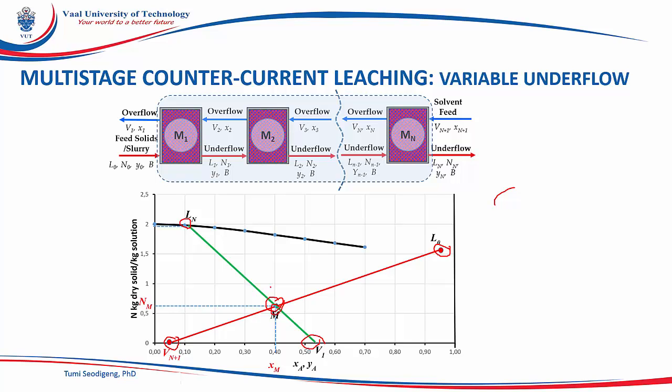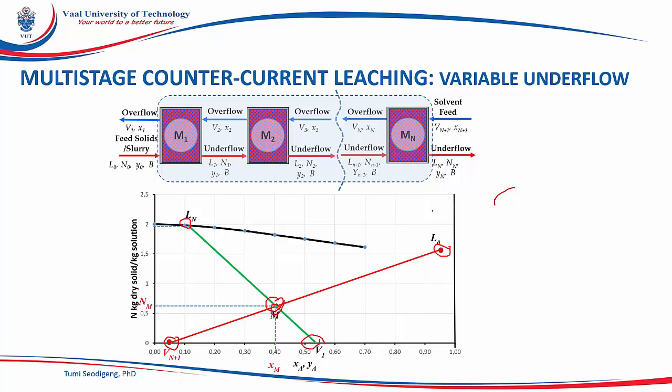Usually, from the design specification and requirements, the flows and composition of L0 and Vn+1 are known, and the desired exit concentration of the raffinate Ln, which is Yn, is usually also set. Point L0 can be positioned by using Y0 and N0, which can be calculated from the given slurry conditions. Point Vn+1 can be positioned using the coordinates Yn+1 and Nn+1, which can be calculated from the flow and composition of the solvent feed, which is also usually specified in the problem.